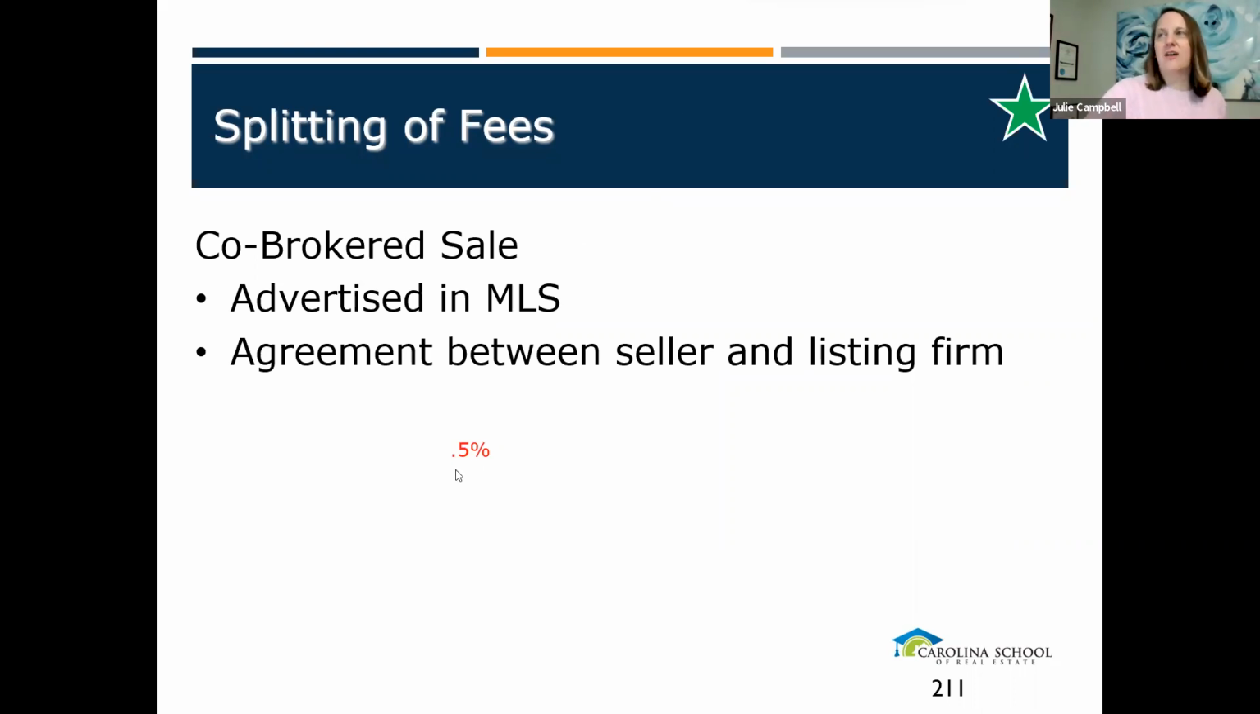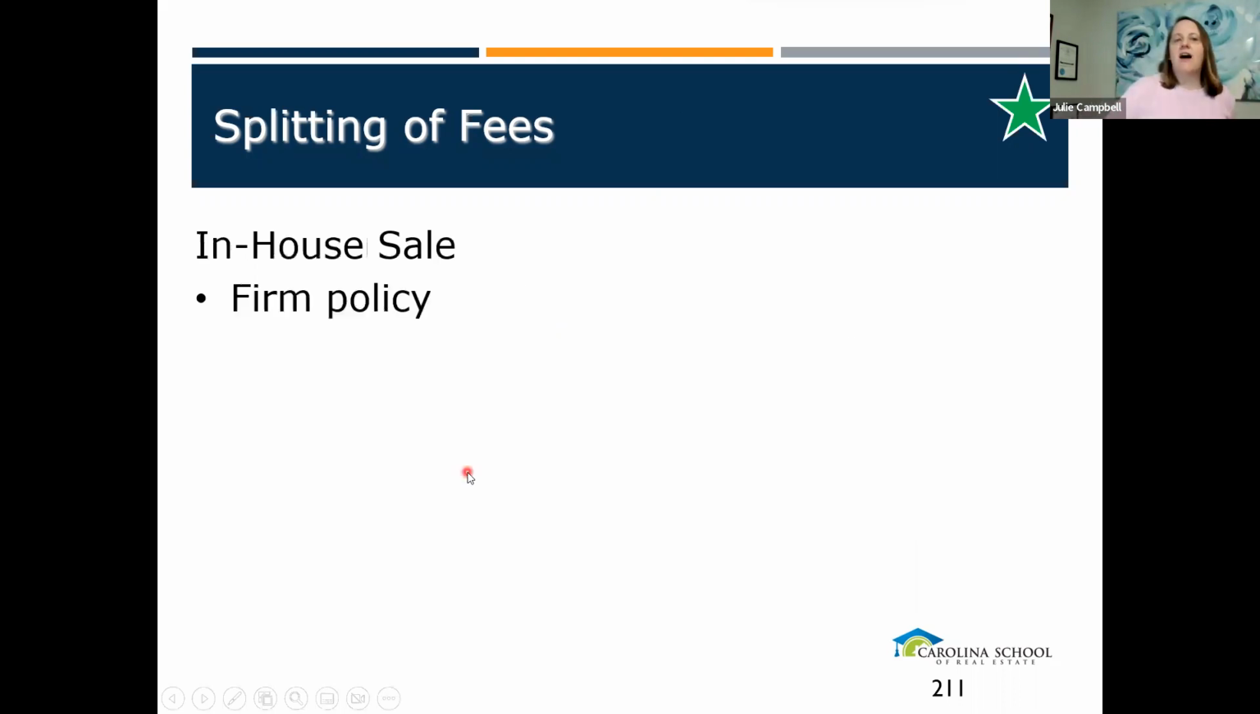So co-brokered sale. You could also have an in-house transaction. Both buyer and seller are represented by the same firm. How all that gets split up in-house all comes down to firm policy. Firm policy will tell you how much you can get for a co-brokered, how much you can give for a co-brokered, how much you will get with an in-house sale, in-house transaction.